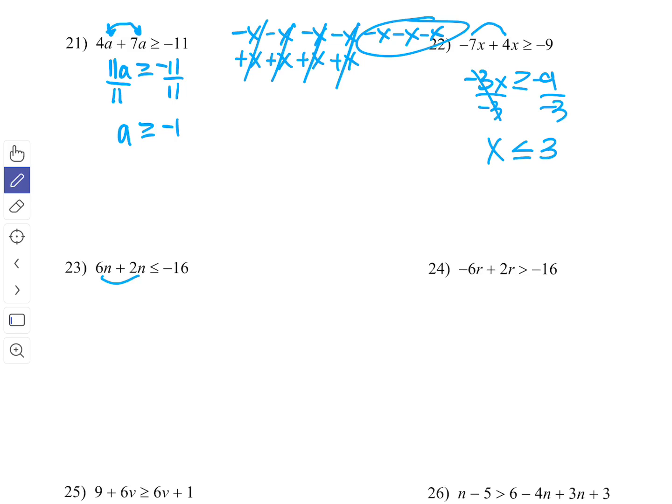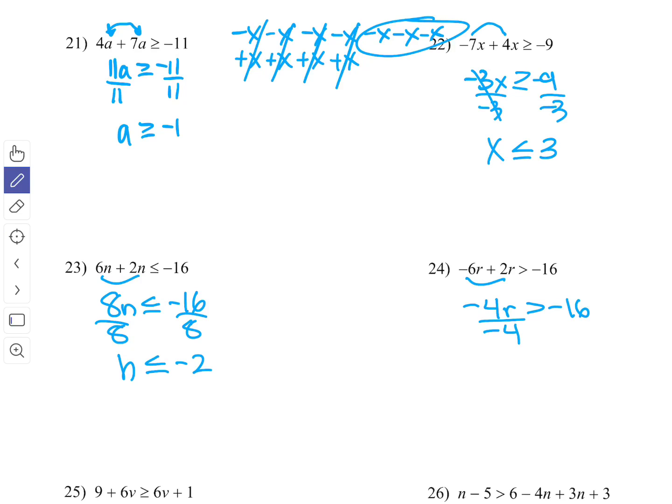Okay, 23. 6n and 2n, they're on the same side, so that becomes 8n. They're like terms. We can combine them. Divide by 8, and it's less than or equal to negative 2. Because 16 was negative and 8 wasn't, that's why we don't change the inequality. Negative 6r and 2r is negative 4r is greater than negative 16. Divide by negative 4, that becomes 1. But because we divided by a negative, we change our inequality's direction, and we get a positive 4 for our answer.